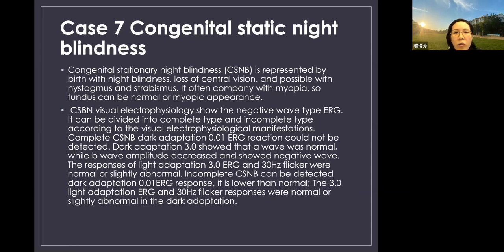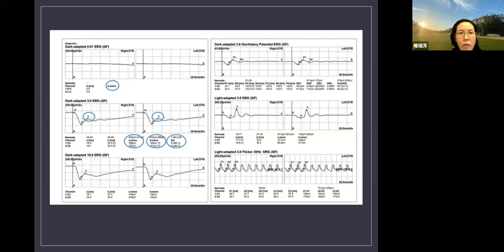Congenital stationary night blindness, CSNB, is a group of disorders. The patient may experience night vision problems, impaired central vision, and can also have nystagmus and strabismus. It's a big group of disorders, but they have normal vision and a normal fundus. If we do not record the ERG, we will always miss this group of patients and make a wrong diagnosis. The ERG is very typical.